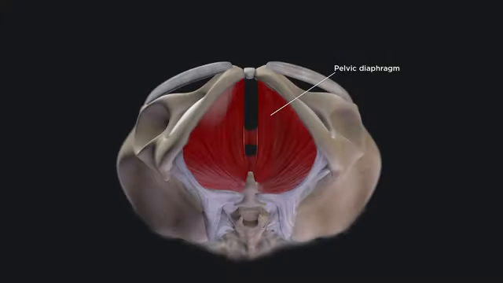Our final set of 3 ventral rami is S2, S3, and S4. These braid to form the pudendal nerve. This nerve is both cutaneous and motor to the perineum, which is the diamond-shaped region between the thighs. Now, this body region is inferior to the pelvic diaphragm that supports our pelvic organs.